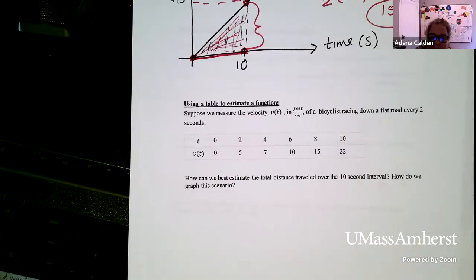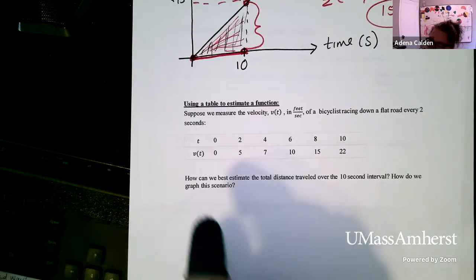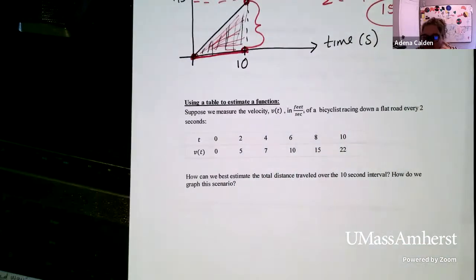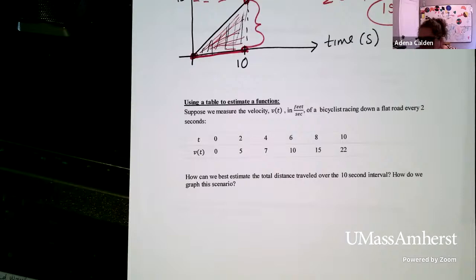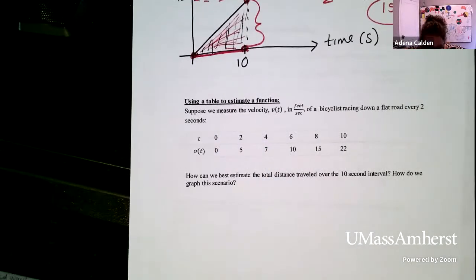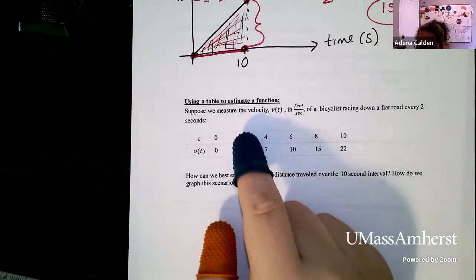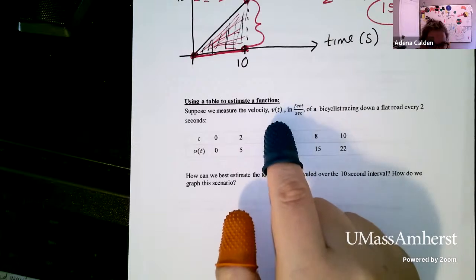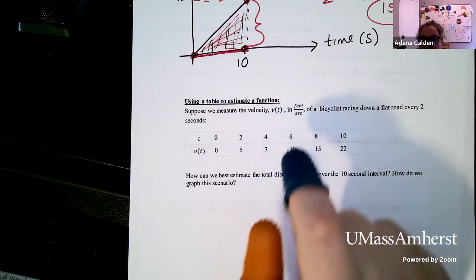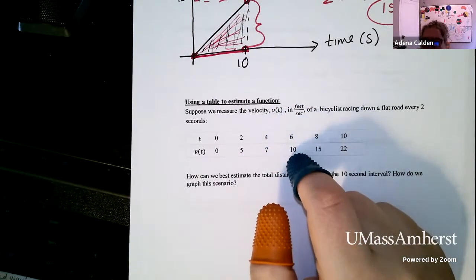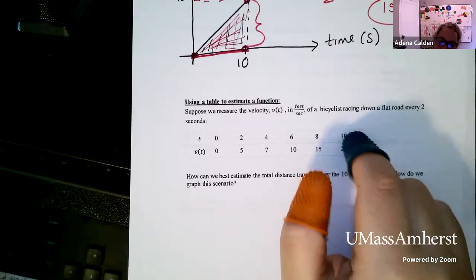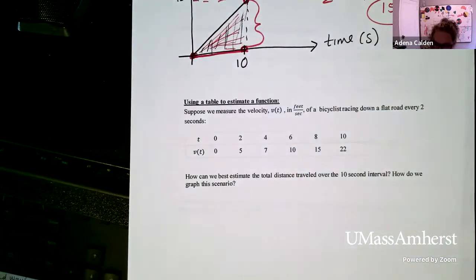So you're going to win $1 million if you go the fastest over 10 seconds. And somehow there's a mechanism on your bike that measures how fast you're going every 2 seconds. That's what's recorded in this table. So at time equals 0, you're still at a standstill. The horn goes off, you start pedaling. At 2 seconds, you're going 5 feet per second. At 4 seconds, you're going 7 feet per second. After 6 seconds, you're going 10 feet per second. At 8 seconds, you're going 15 feet per second. And by 10 seconds, you're going 22 feet per second, right?